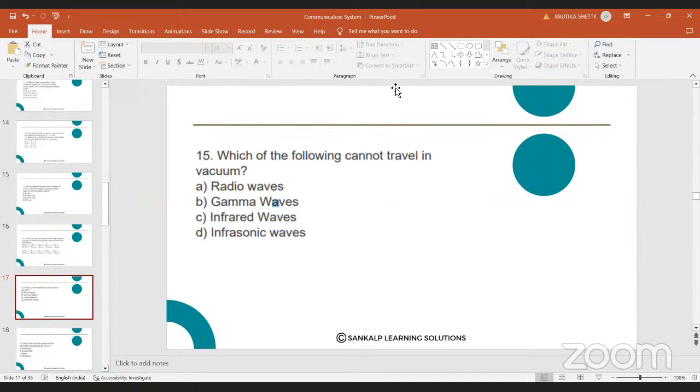So here is our first question. Which of the following cannot travel in vacuum? That is the radio waves, gamma waves, infrared waves, and infrasonic waves. So which will not travel in vacuum?